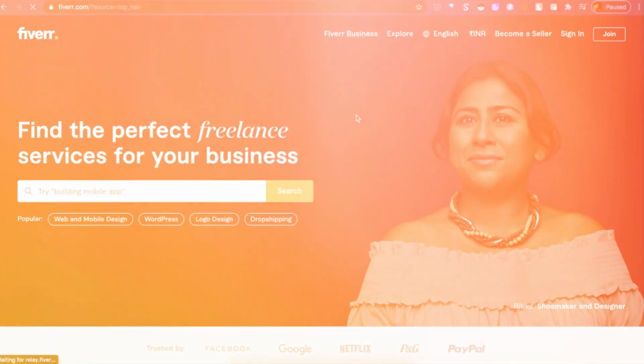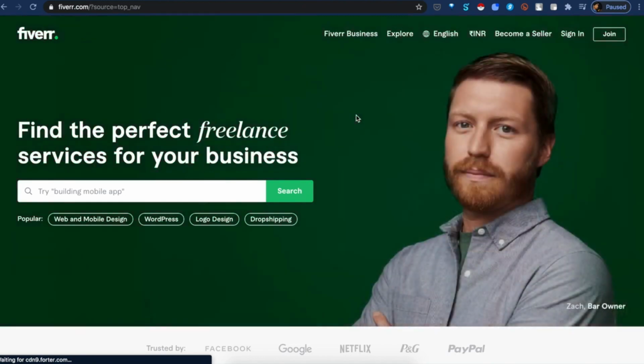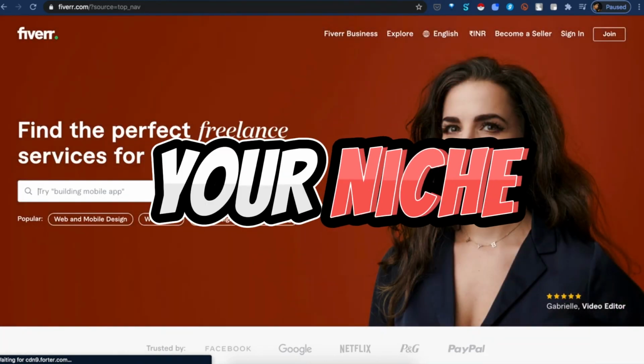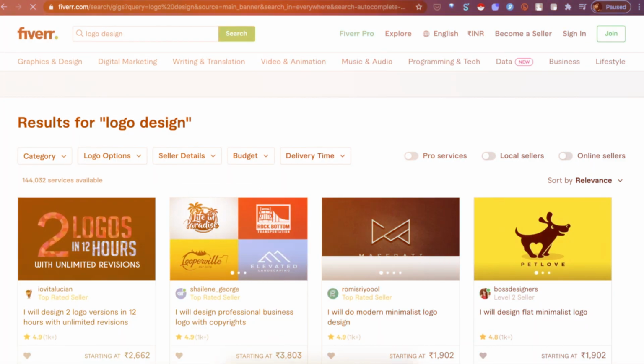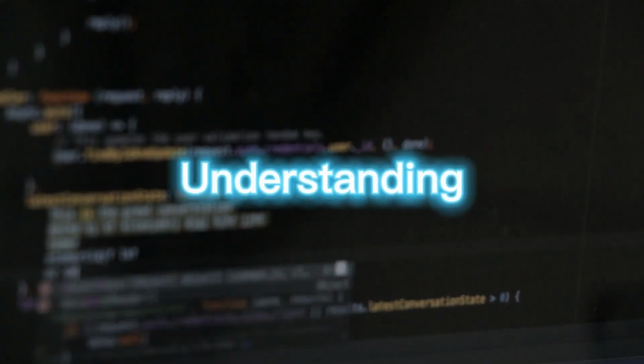Finding low competition keywords on Fiverr for WordPress services can be a valuable strategy. To help you stand out and attract potential clients, here's a step-by-step guide on how to find these keywords. First, understand your niche. Determine the specific WordPress services you offer. Are you focused on website design, development, optimization, content creation, or something else? Understanding your niche will help you to identify relevant keywords.